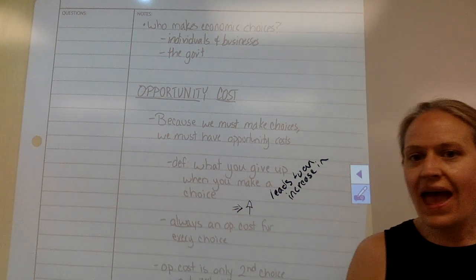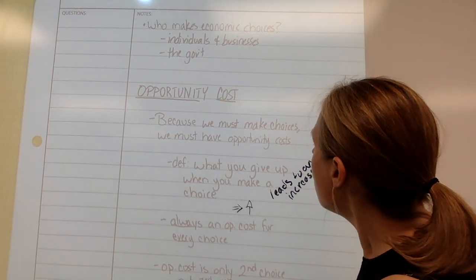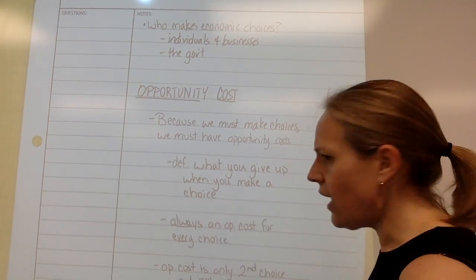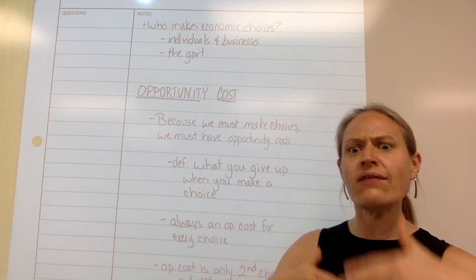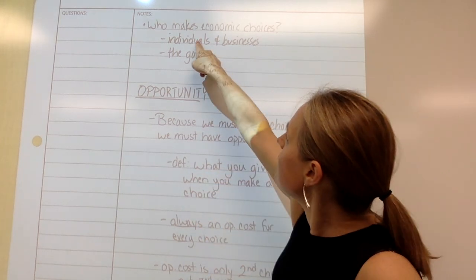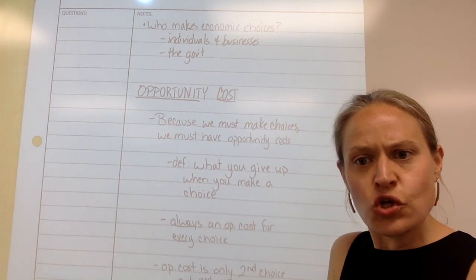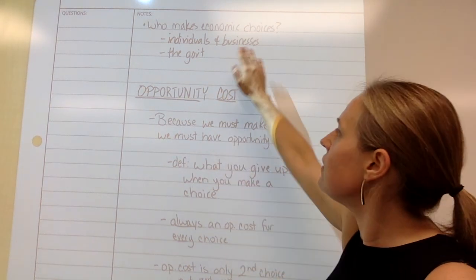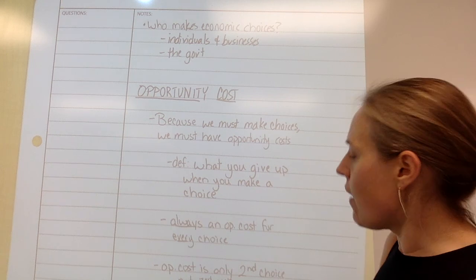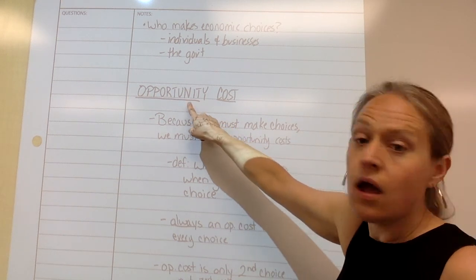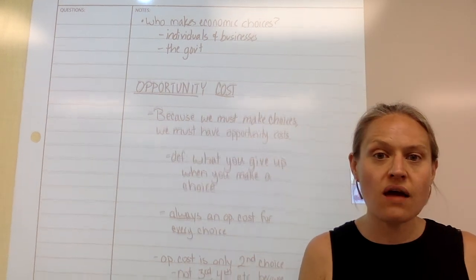Who makes economic choices? Meaning who is going to decide what are we going to make? How are we going to make it? Who's going to get the stuff? Well, individuals and businesses make those choices, and the government makes some of those choices, but mostly it's individuals and businesses. All right, next on to our concept here of opportunity cost.